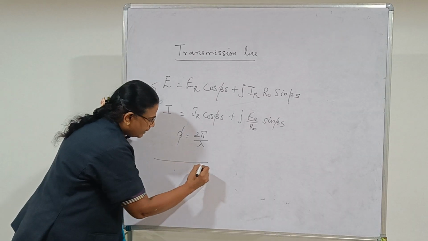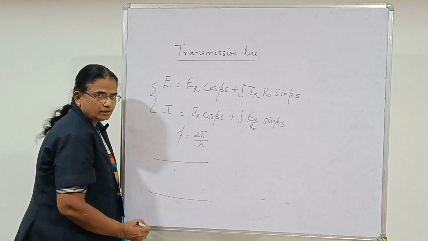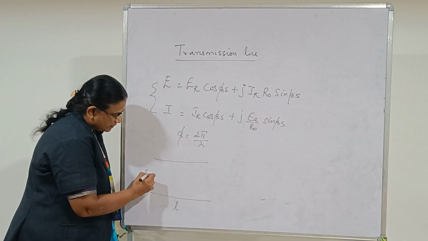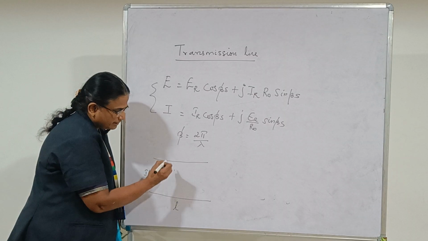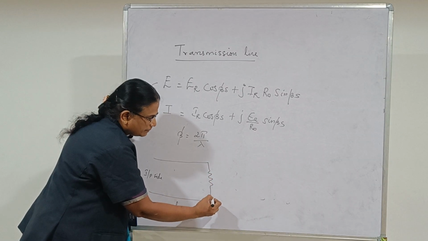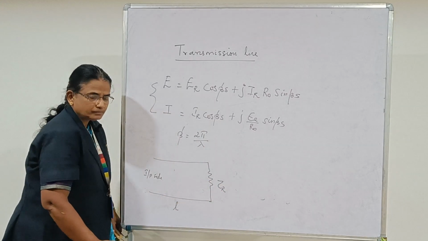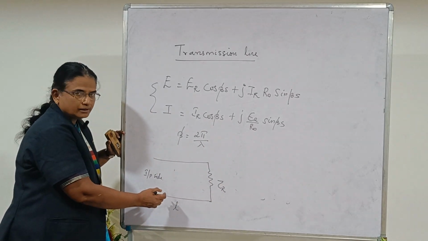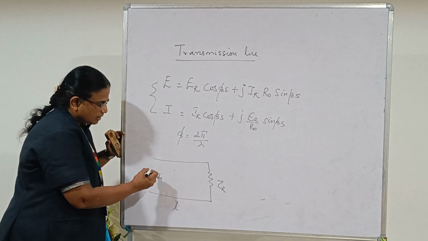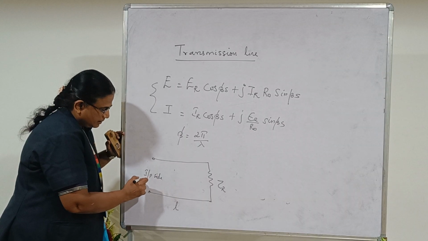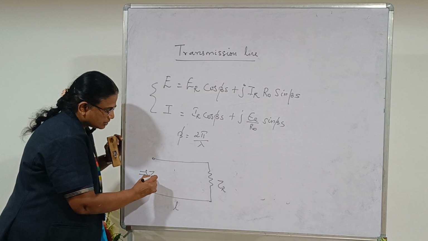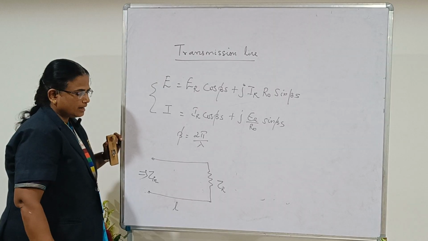Consider a finite line of length L. Here, this is the input side, and here you have the output side, which is terminated by an impedance of ZR. So, this is a finite line terminated by ZR, which is an unknown impedance. Here you have the input side, and we are going to find out the impedance at the input terminals of this dissipationless line.